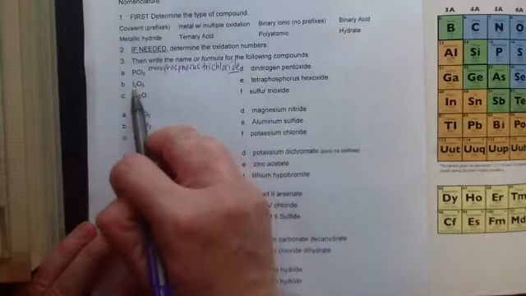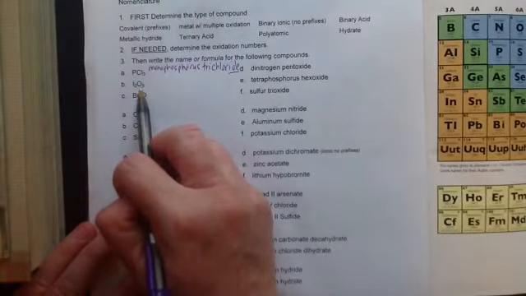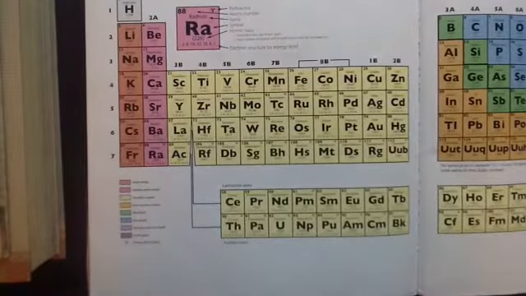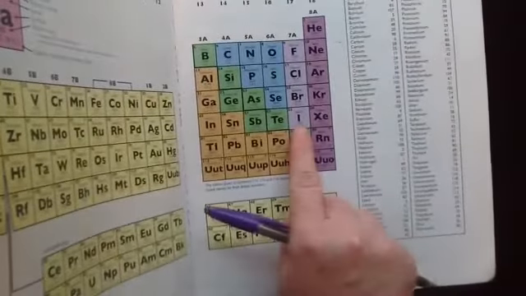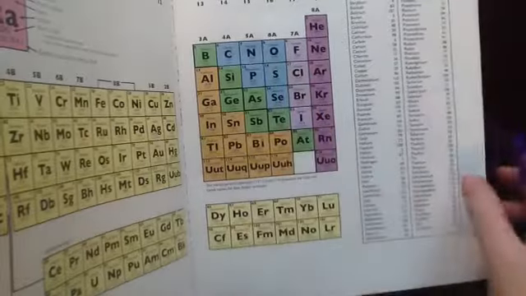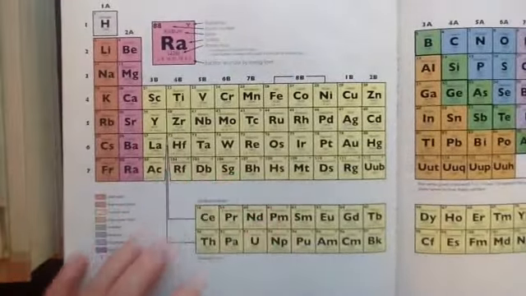This is a capital I for iodine, capital O for oxygen, and on your chart, iodine is right here, nonmetal, oxygen, again, a nonmetal. So nonmetal, nonmetal, covalent compound. You must use Greek prefixes.